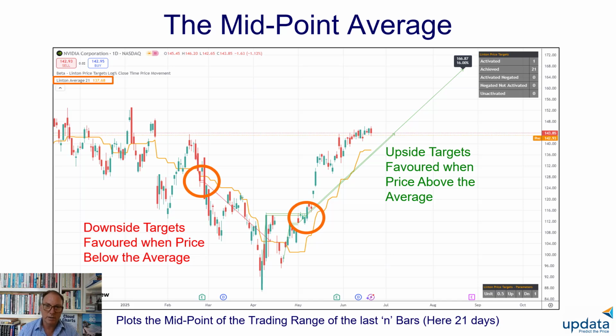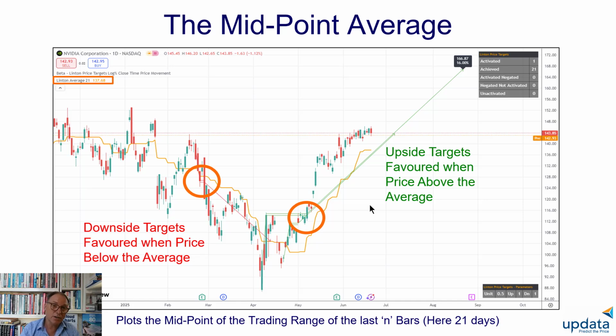So in this instance, I'm getting upside targets that are above trend, so I consider those to be more valuable. Here I'm getting downside targets that are below trend, and I consider that to be more valuable. So downside targets should be favored below the average, and upside targets should be favored above the average. It's that simple. And if you get counter trend targets, just be aware that that is a move against the trend, and that's less likely to be met. So that's a really key factor.